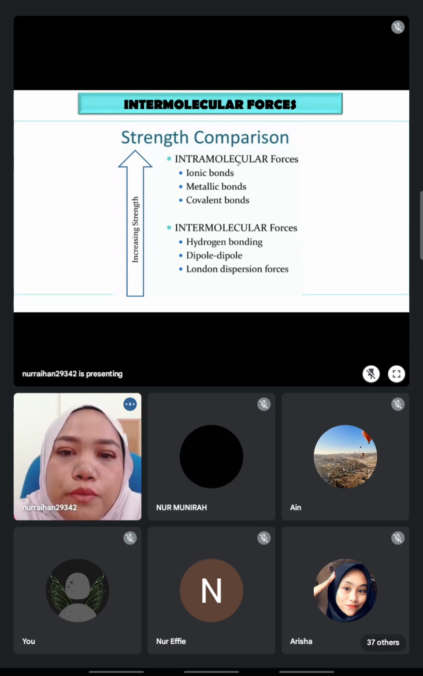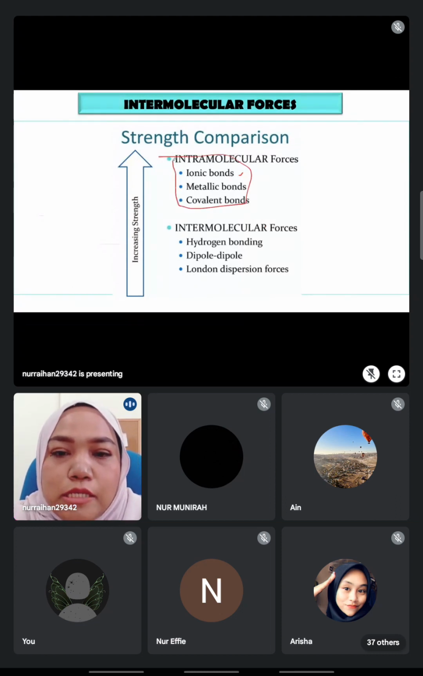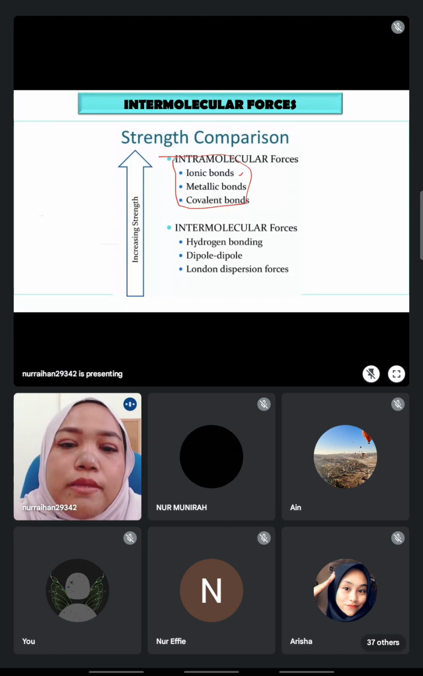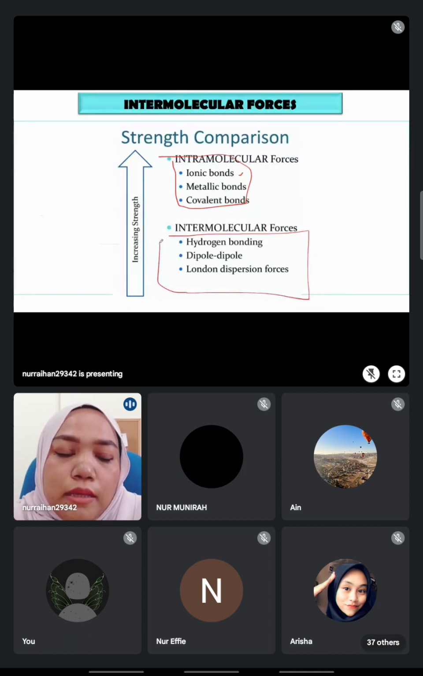Okay, so we know that we have two types of forces: intramolecular forces and intermolecular forces. The strength increases from the intermolecular to the intramolecular forces. So if you can see here, you require high energy to process these materials, these polymers or these elements. Meanwhile, you require less energy for this polymer, or for this bonding.